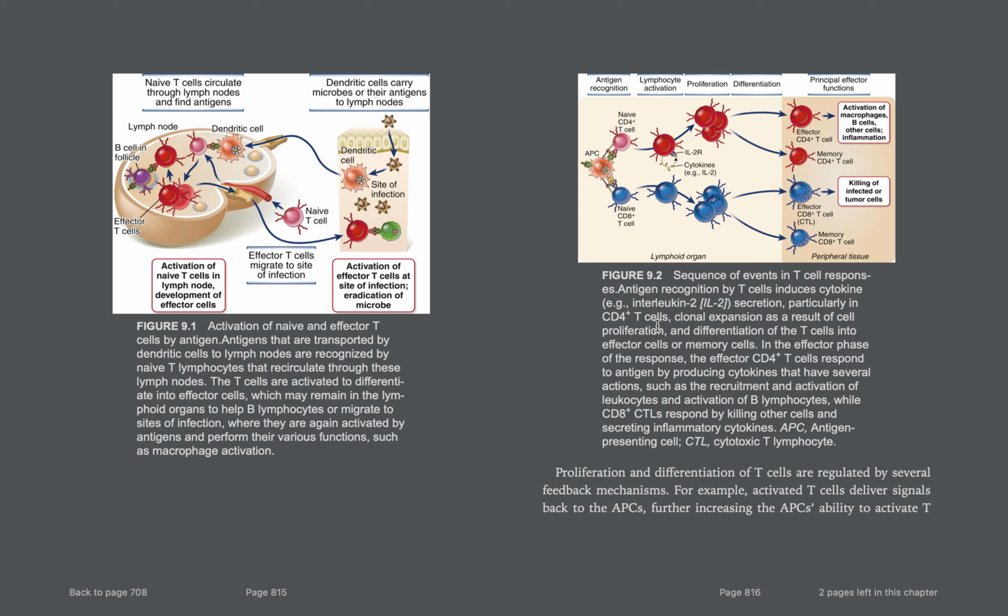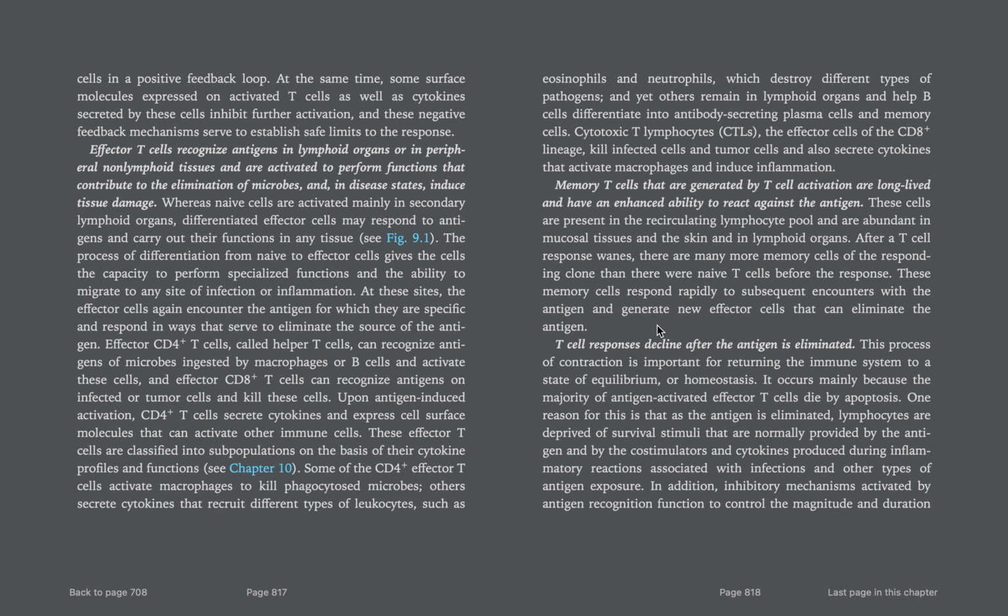Proliferation and differentiation of T cells are regulated by several feedback mechanisms. For example, activated T cells deliver signals back to the antigen-presenting cells, further increasing the antigen-presenting cells' ability to activate T cells in a positive feedback loop. At the same time, some surface molecules expressed on activated T cells as well as cytokines secreted by these cells inhibit further activation, and these negative feedback mechanisms serve to establish safe limits to a response.